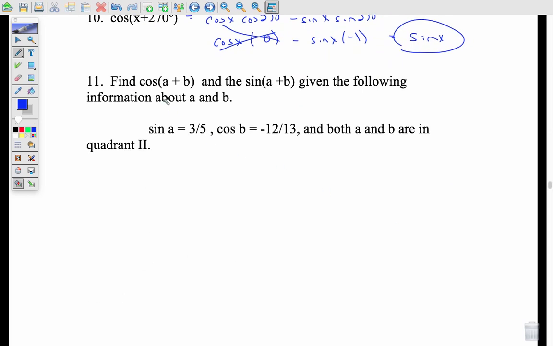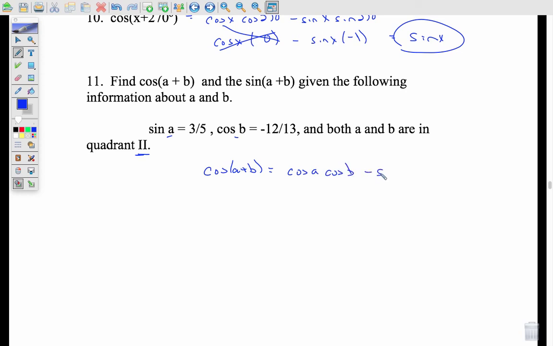Again, pointing out those identities are a pattern, so hopefully they're resonating pretty quickly here. A couple more problems to go here. This one says to find the cosine of a plus b and the sine of a plus b given the following information about a and b. Sine of a is 3/5, cosine of b is -12/13, and both angles a and b are in quadrant 2.